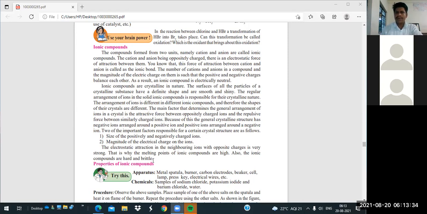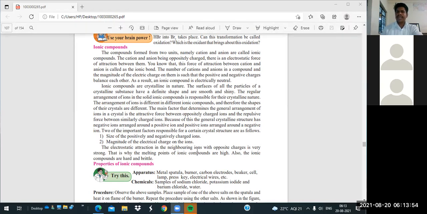While they are forming these ionic compounds, there are two main factors. The first main factor is the size of the positive and negative charged particles or ions. It depends on their size, whether they are larger or smaller, whether they will form or not. And the second factor is the magnitude of the electrical charge on the ions.